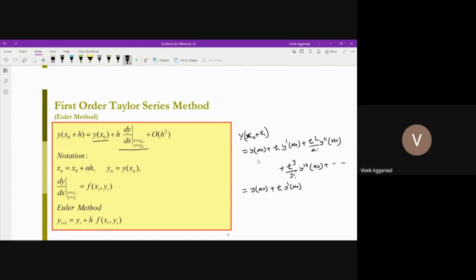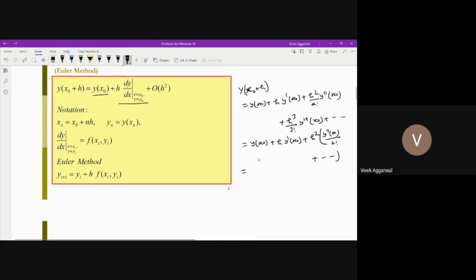So this is just the linear function, and then I will take h square common from all the rest, and I remain with these terms. Then I can write this as y at x naught plus h y dash at x naught plus order of h square. All the remaining terms are of order h square, and this order is the asymptotic notation that we already know. So I can write this Taylor expansion in this form.